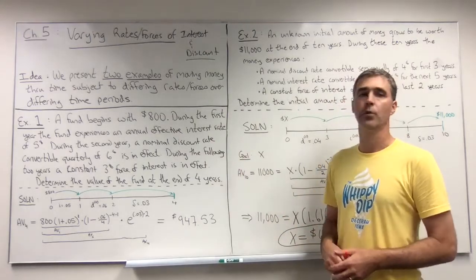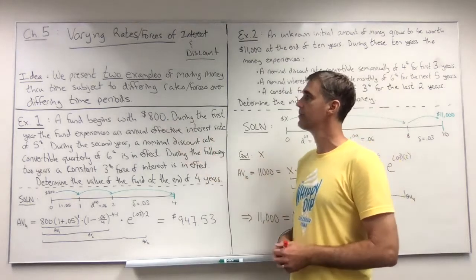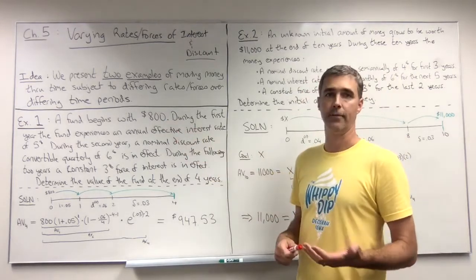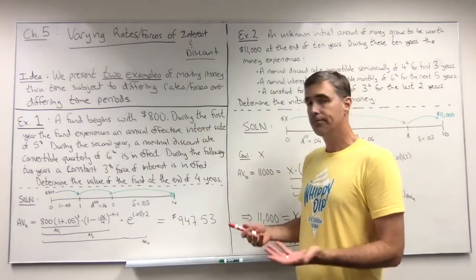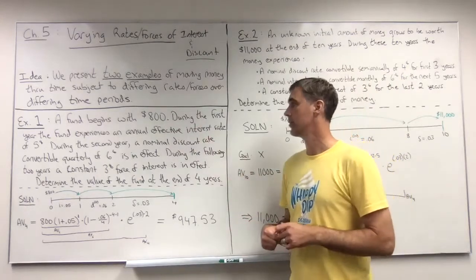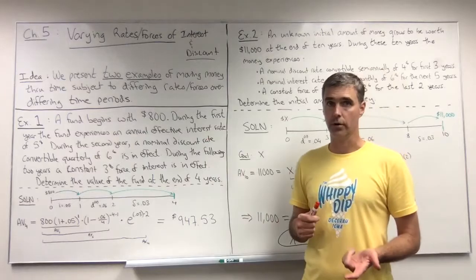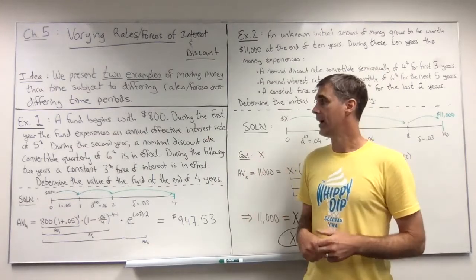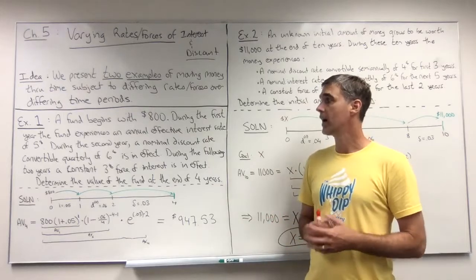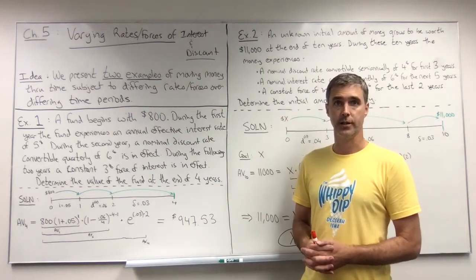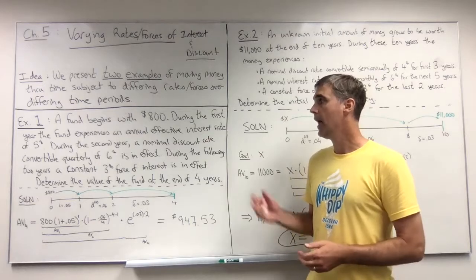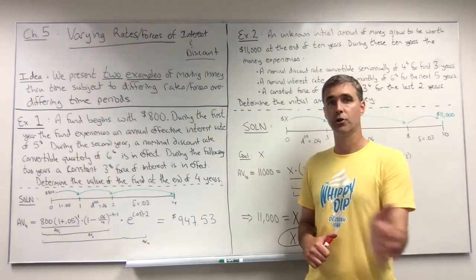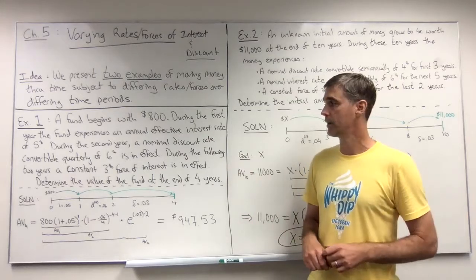So in our first example, we'll have an initial amount of money of $800. During the first year, that money experiences an annual effective interest rate of 5%. During the second year, for some reason, the money is now experiencing a nominal discount rate, convertible quarterly, of 6%. And then during the following 2 years after that, for some reason, there's a constant 3% force of interest in place acting upon the money. And we'd like to know how much is in this fund at the end of 4 years, starting with $800, pushing it through these 4 years at these differing interest rates.